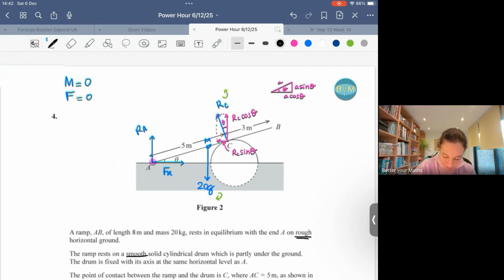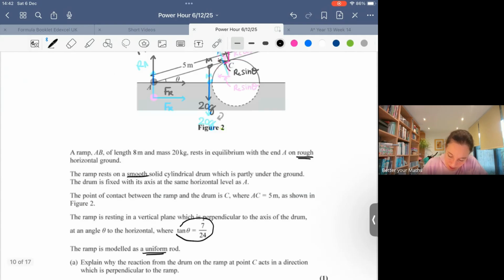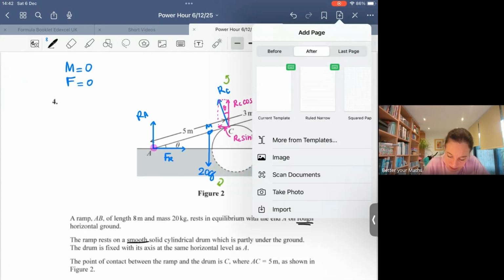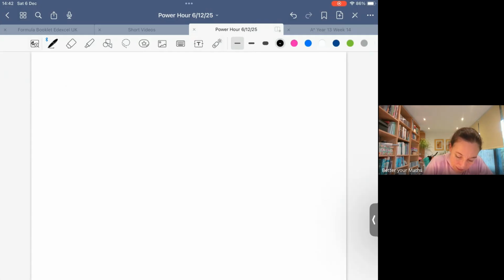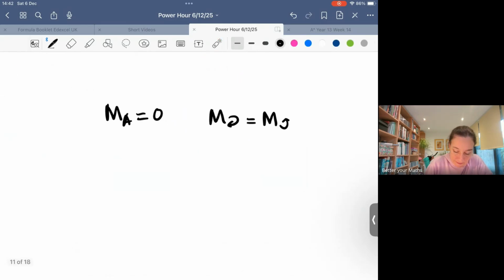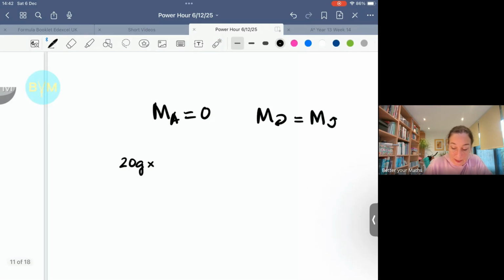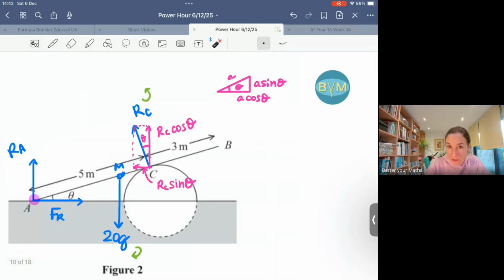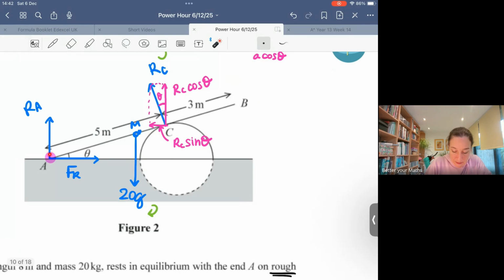Let's go to find that. We keep an eye on the drawing. So the clockwise moment is going to be equal to the anti-clockwise moment. The clockwise moment is going to be the force, so 20g, multiplied by the perpendicular distance from the point to the line of the force.